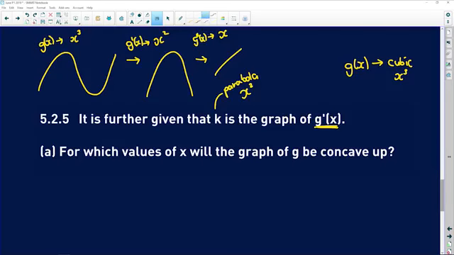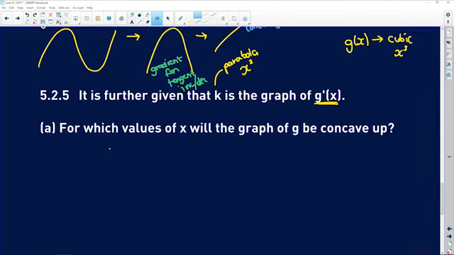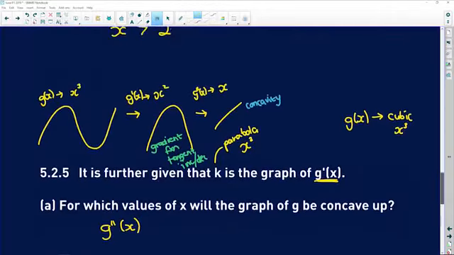Now remember, guys, first derivative gives us the gradient of both the function and the tangent at that point. It gives us an indication also of whether it's increasing or decreasing. But g double prime of x gives us an indication of the concavity. Okay, so when you're looking at concavity, you're looking for g double prime of x.